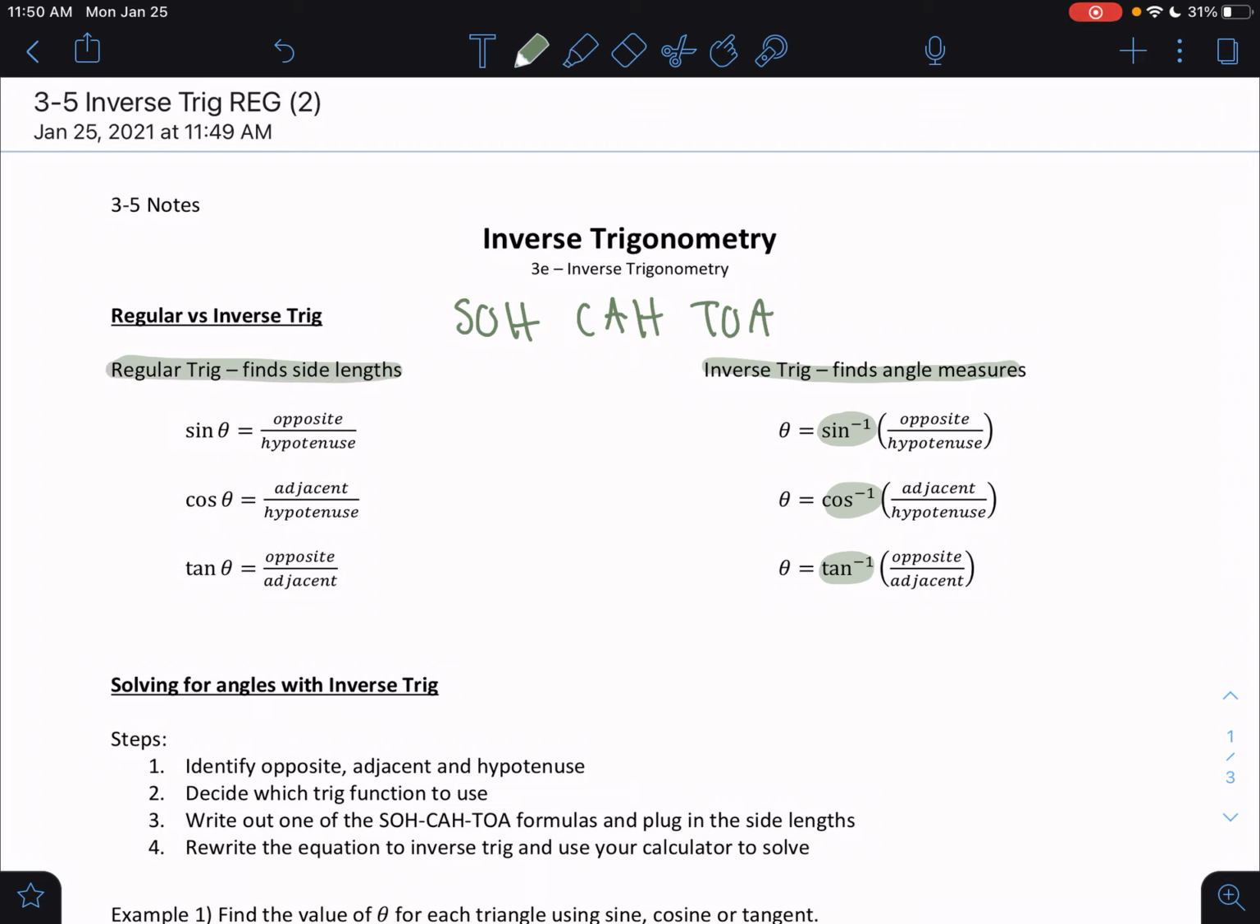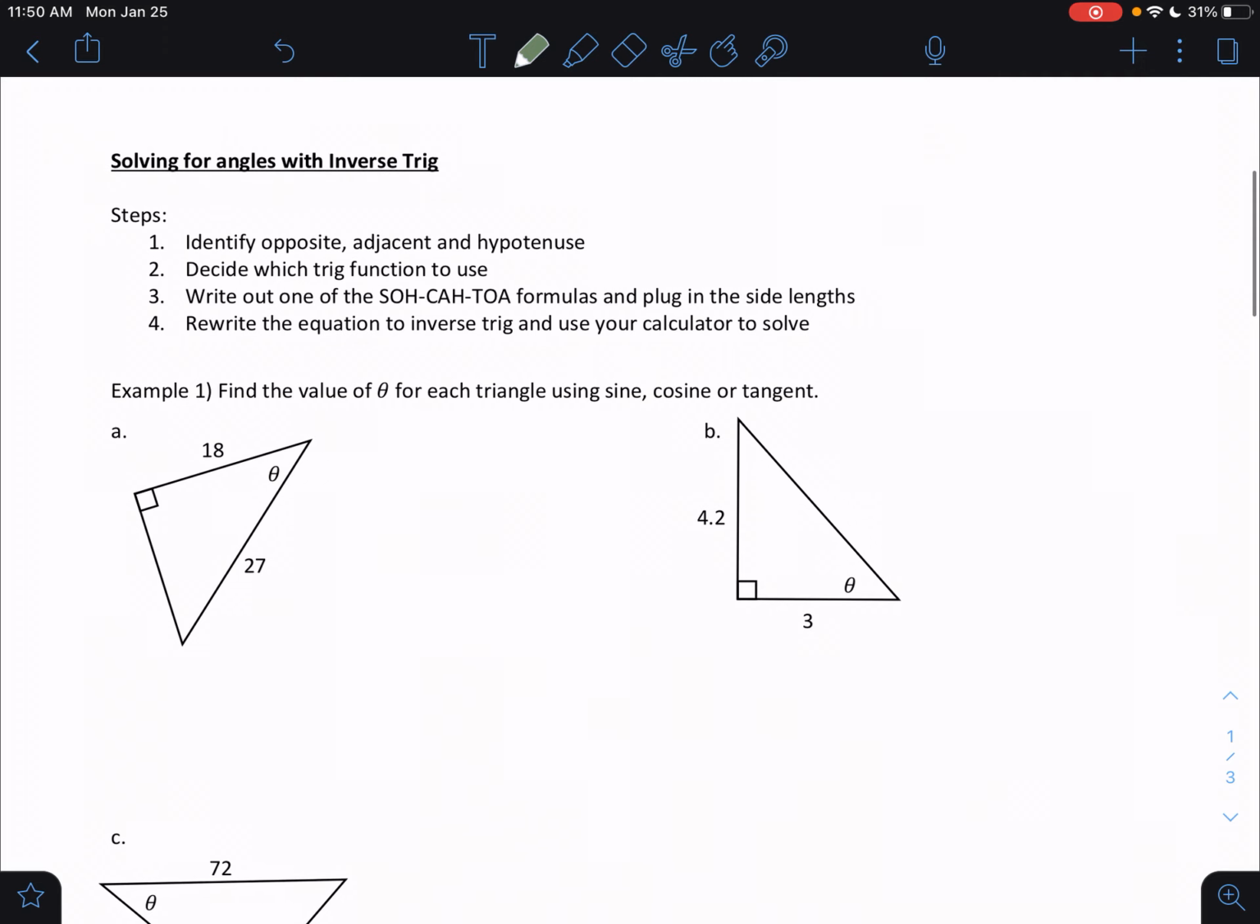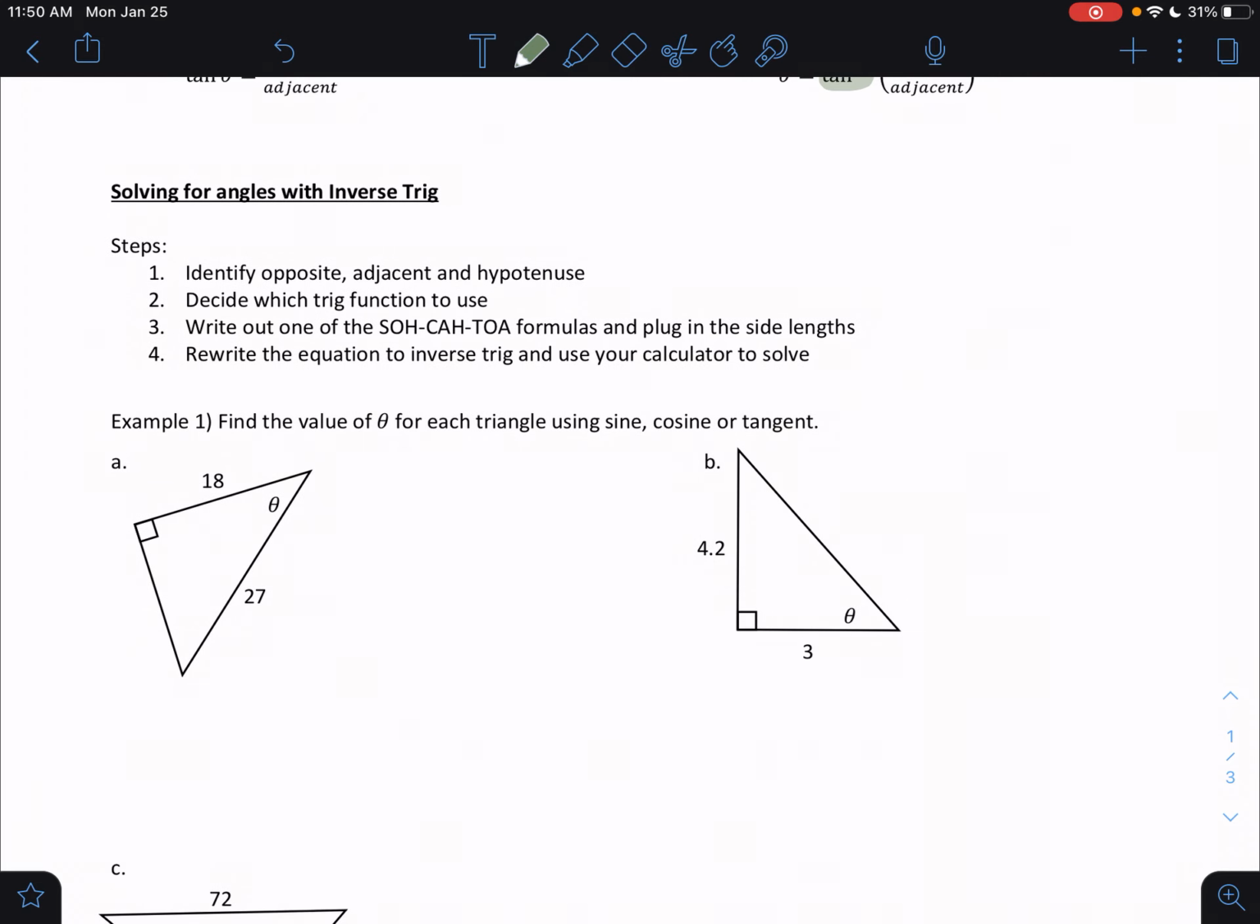It's still the opposite over hypotenuse for sine, adjacent over hypotenuse for cosine, opposite over adjacent for tangent. So that doesn't change, but what we're finding changes and how we enter it in our calculator changes. So we have 4 steps for solving for angles using inverse trig. So just like before, our first step is to identify opposite, adjacent, hypotenuse, and then decide which trig function to use based on the SOHCAHTOA. Write it out, plug in your side lengths, rewrite the equation to inverse trig, and use your calculator to solve.